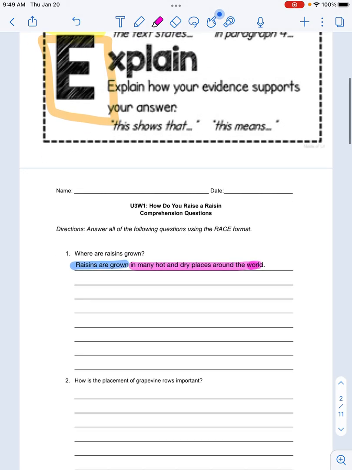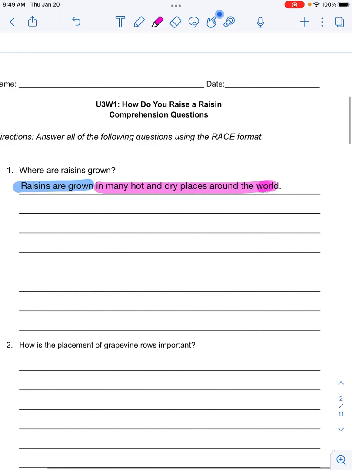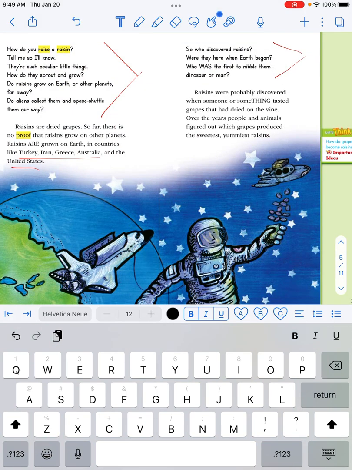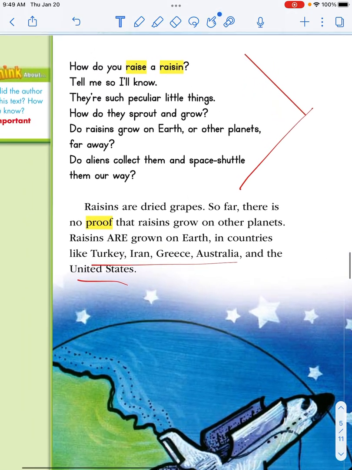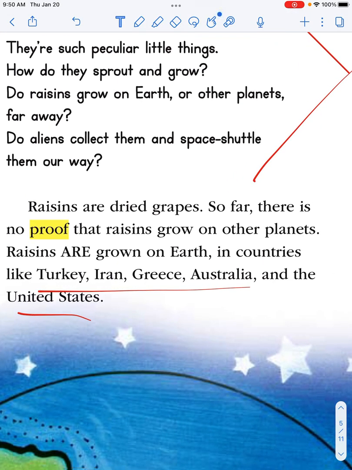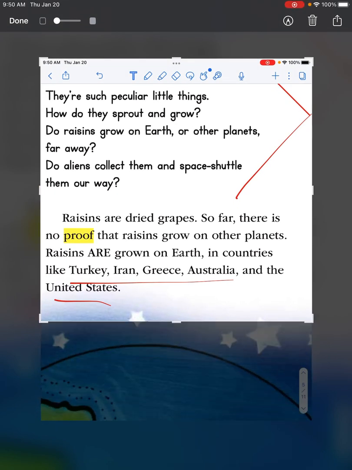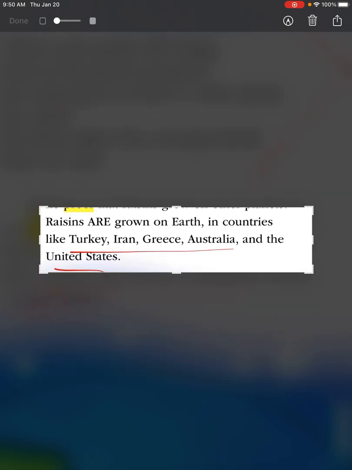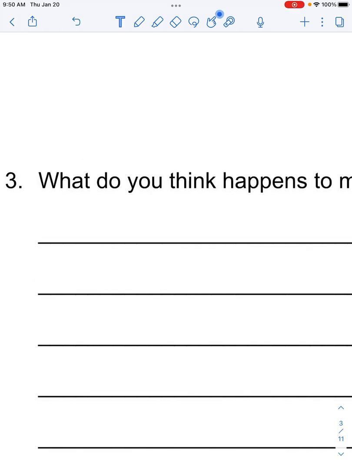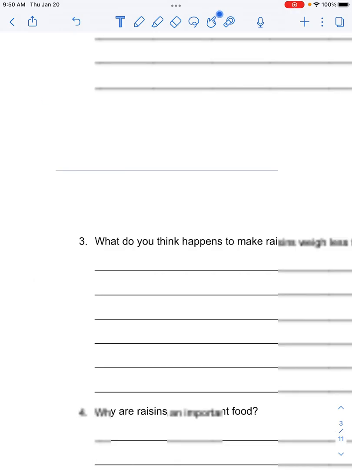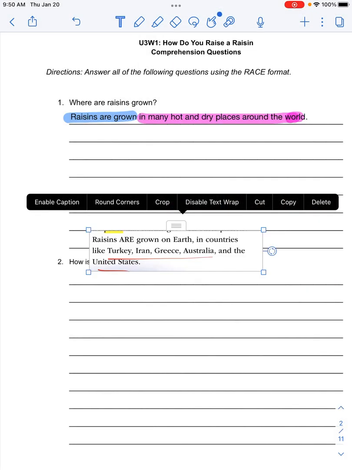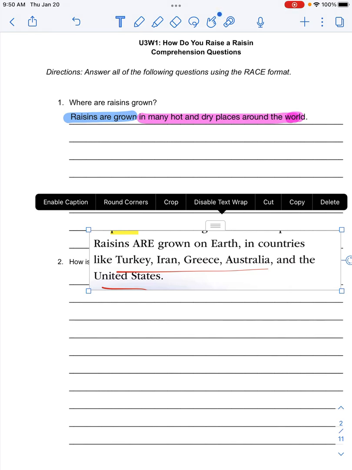And now I'm on C, which is citing text evidence. This is where I need to use an exact sentence from the text. So I'm going to go back to my text because I might need to screenshot it and insert that text. So I know that this part talked about it being in Turkey, Iran, Greece, Australia, and the United States. I could use that. I'm going to save that picture. And when I go back to my typing, I'm just going to add the photo in so that I know exactly what I need to type. So I'm going to go back here.